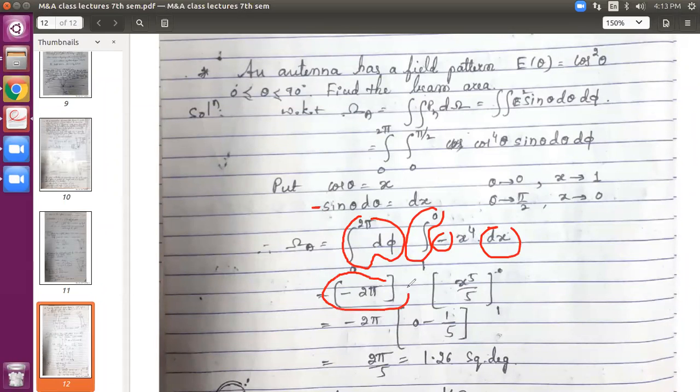When you simplify the first integration, it is 2 pi, minus 2 pi. Why minus? This negative sign I have taken outside. The integration of x raised to 4 is x raised to 5 by 5. Applying the limits, you will get one more negative sign. Both negative signs will go, giving 2 pi by 5. If you calculate 2 pi by 5, I think you will get 1.26. It is in square degrees, okay, because everything here is given in degrees.